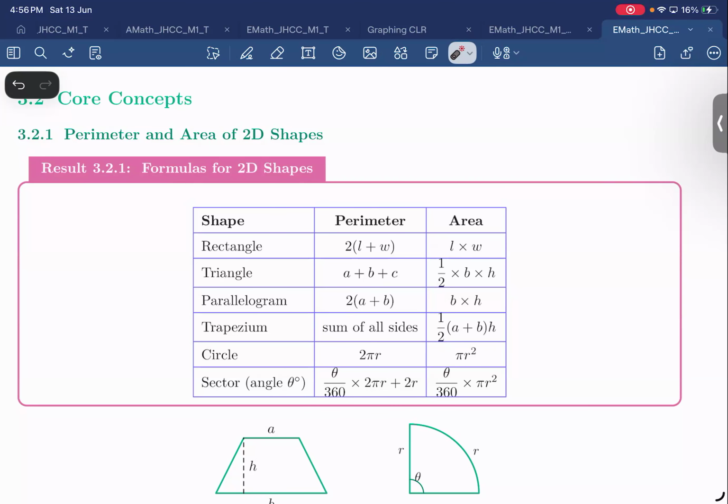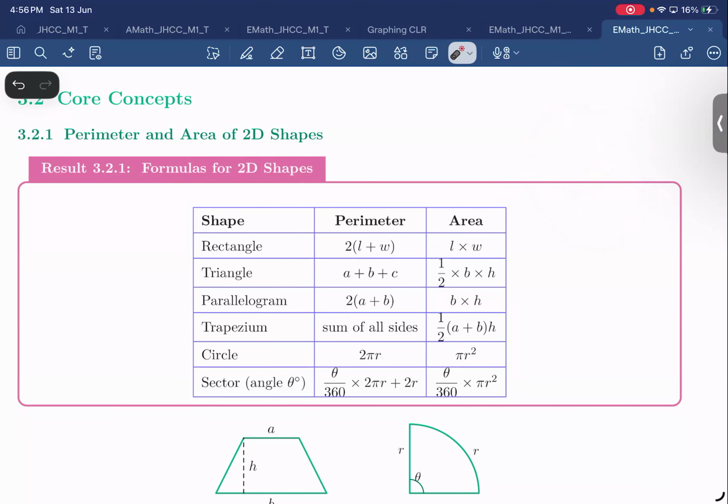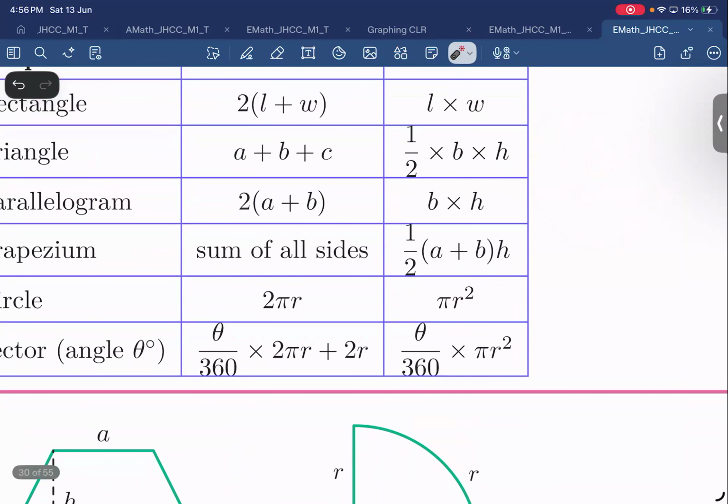Then the last one is a sector. Sector, recall from earlier, is essentially a circle. It's just like a pizza pie, a portion of a circle. So how to think of this formula is, for example, the area of a circle is pi r squared, that one we know. This theta over 360 degrees tells us a fraction of the whole circle: how much of a fraction of the whole circle do we want? This gives us the area.